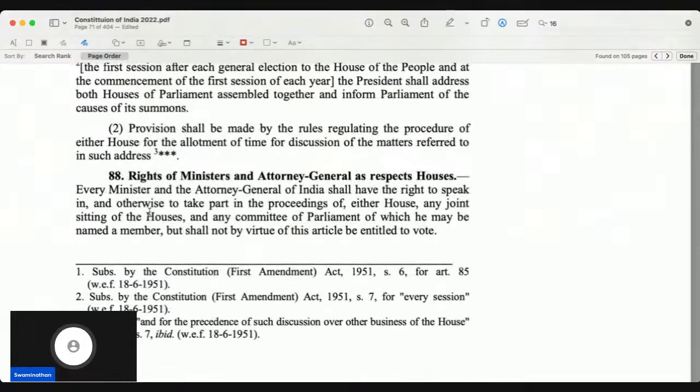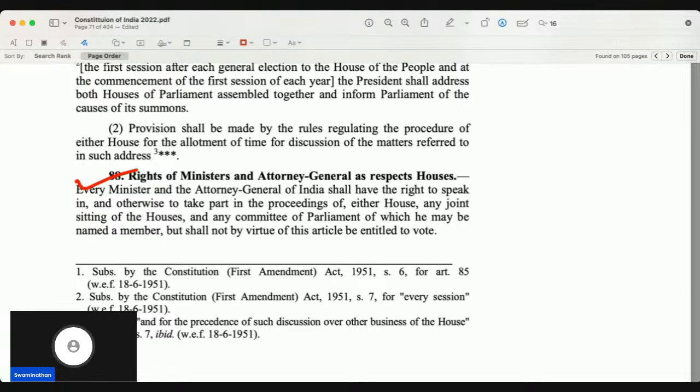Thereafter, there are all the members who are there. They have the right to attend, but apart from them, the attorney general and ministers, the minister may be from the Lok Sabha, the minister may be from the Rajya Sabha, but both ministers and the attorney general have the right to attend both the houses. Suppose that Prime Minister Modi is a member of the Lok Sabha, but he wants to discuss something in the Rajya Sabha, he can go. He has the right because he is a minister.